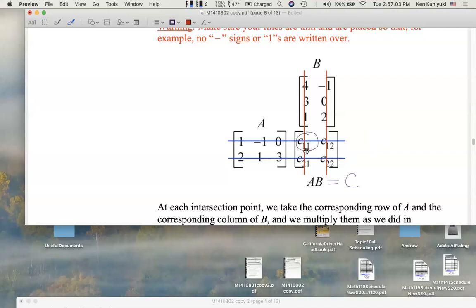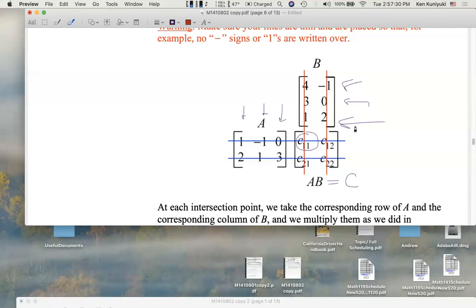Now, it makes sense that, first of all, AB is defined because notice that the row length of A equals the column length of B. That ensures that we can take dot products. And the row length here is the number of columns. The column length here is the number of rows. So the number of columns here equals the number of rows there, which means that the matrix product is defined.